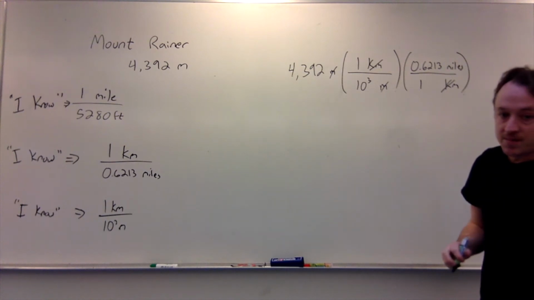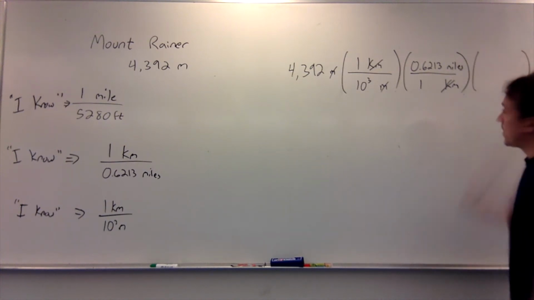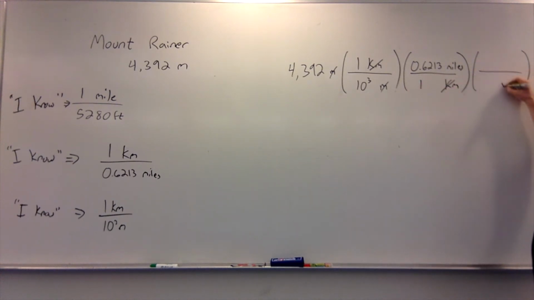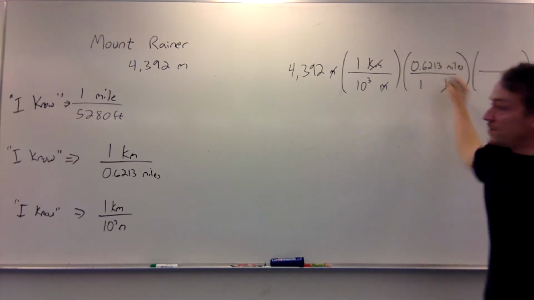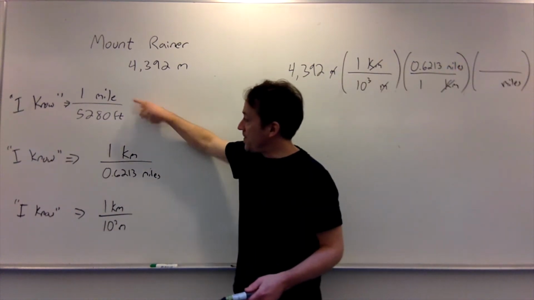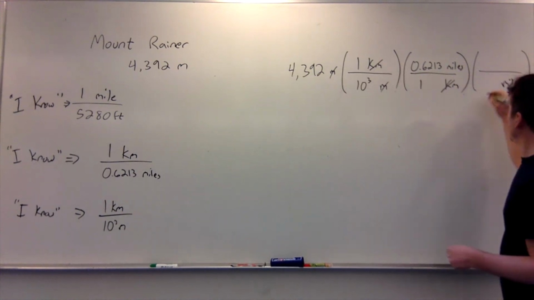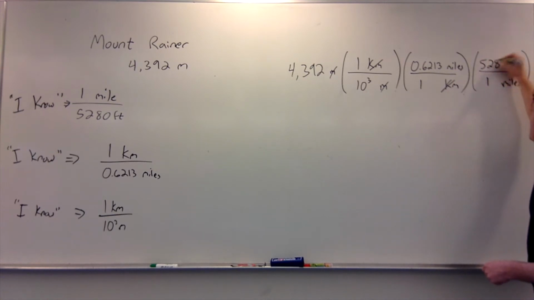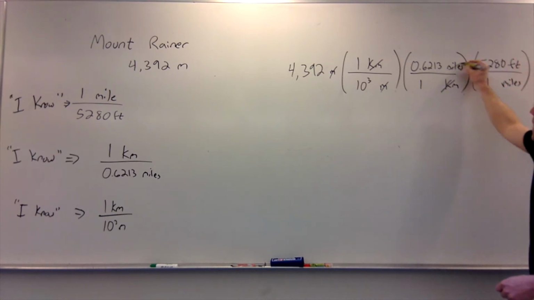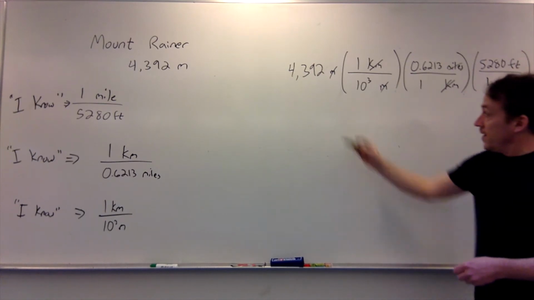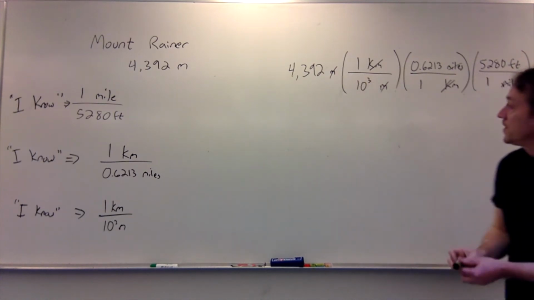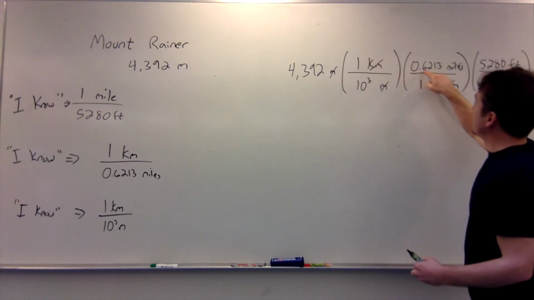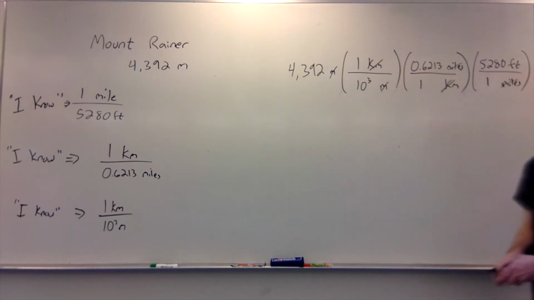So I've got one more step to do. So I want to multiply it times one more factor here. Now I have miles up here, so I want to write miles down here because I want those to cancel. So again, as before, I have to flip this to make sure that I get it right. So in 1 mile, I have 5,280 feet. The miles cancel, and again, just as before, you just multiply all these numbers out. You multiply 4,392 times 1 over 10 to the third times 0.6213 times 5,280 feet.